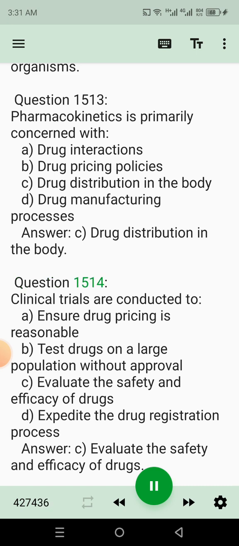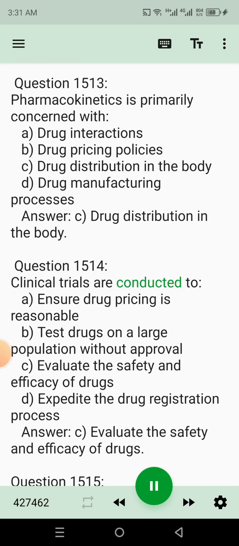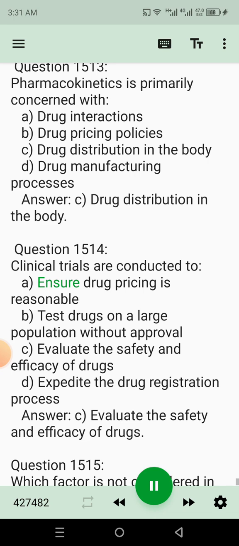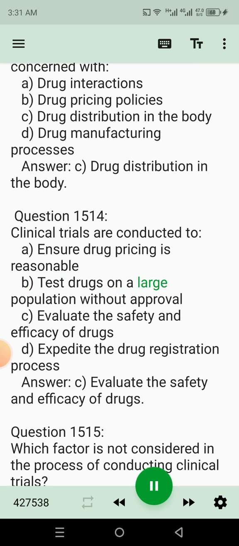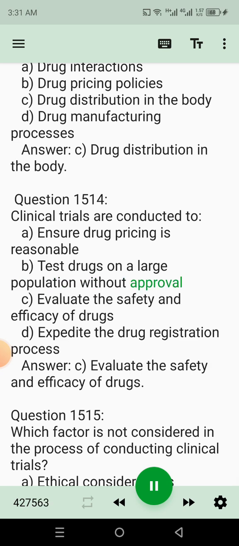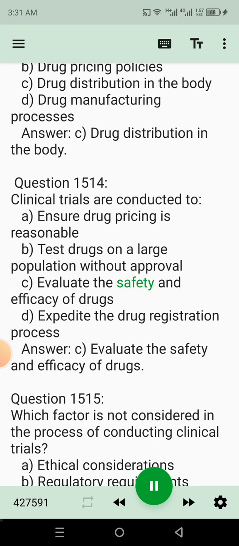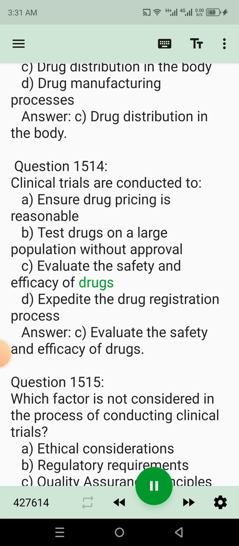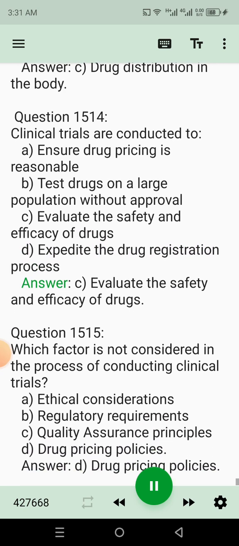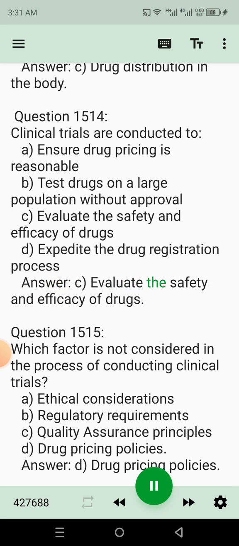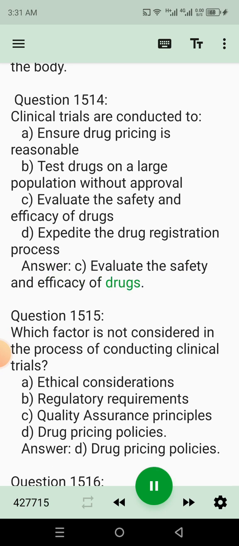Question 1514. Clinical trials are conducted to: A. Ensure drug pricing is reasonable. B. Test drugs on a large population without approval. C. Evaluate the safety and efficacy of drugs. D. Expedite the drug registration process. Answer. C. Evaluate the safety and efficacy of drugs.